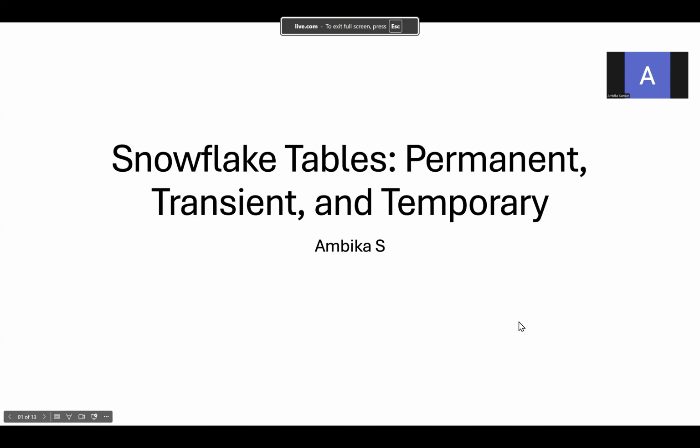Hello everyone, good morning. Today we are going to see about Snowflake different types of tables. So there are three types of Snowflake tables. They are permanent tables, transient tables and temporary tables.